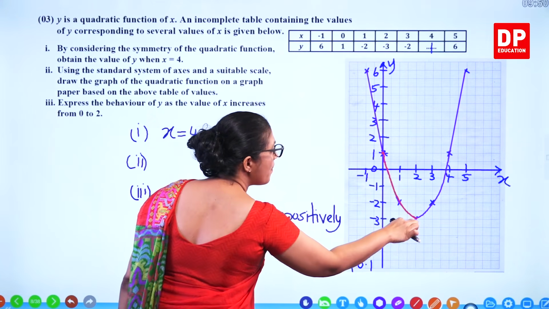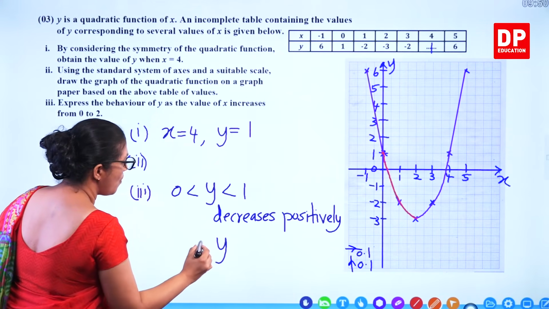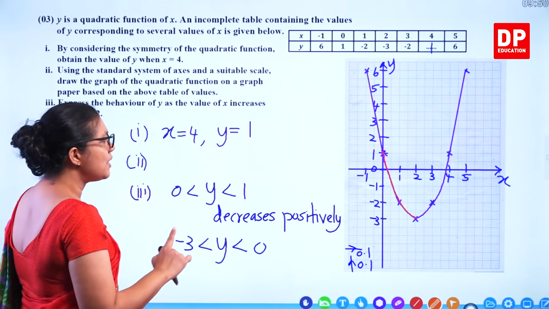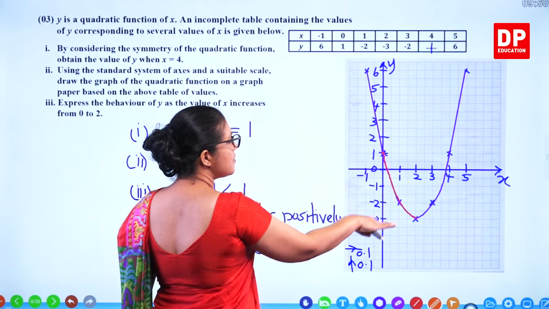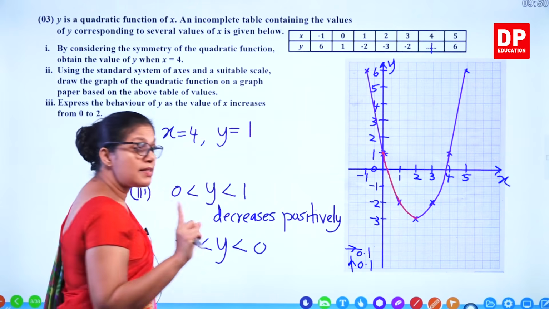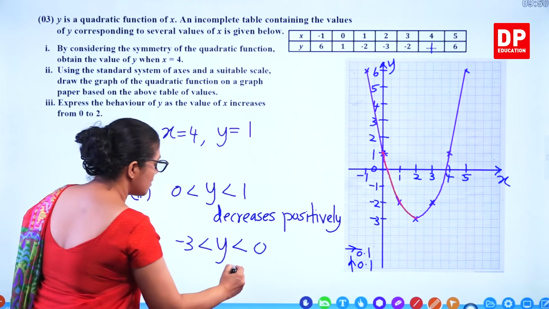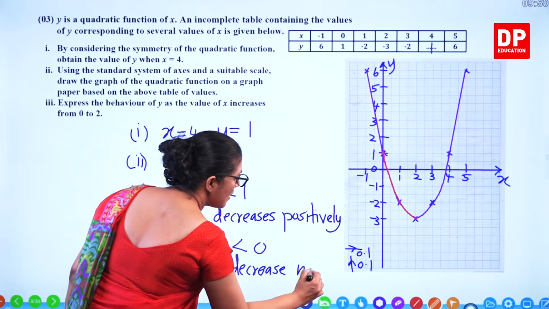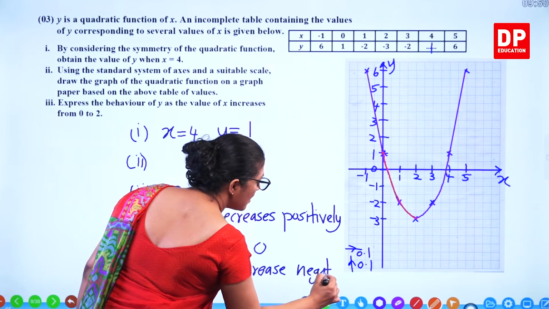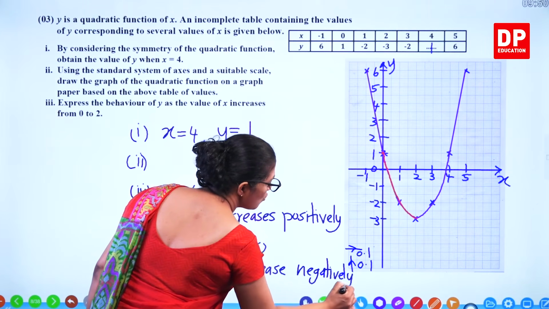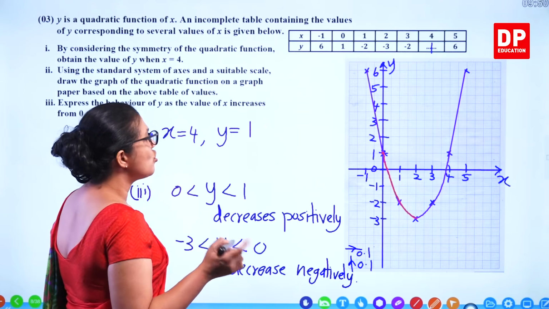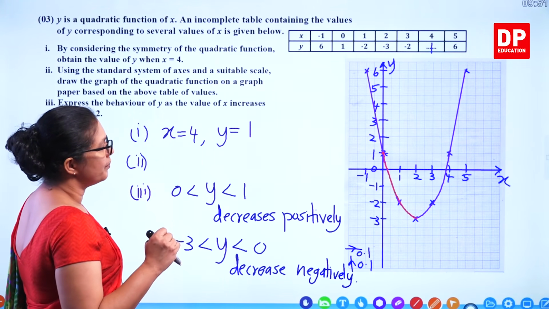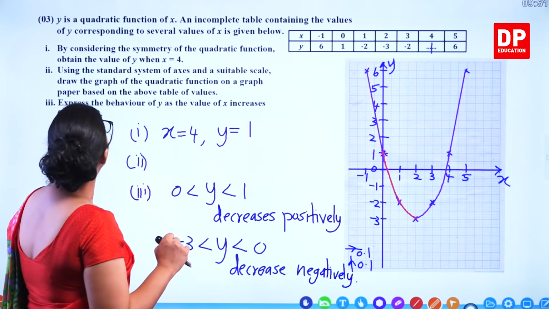from 0 to minus 3. So minus 3 to 0. In between minus 3 and 0, this decreases negatively. So that's also the graph decreasing, but it decreases negatively. So that's how the y value changes when x goes from 0 to 2. So that's the first 3 parts.